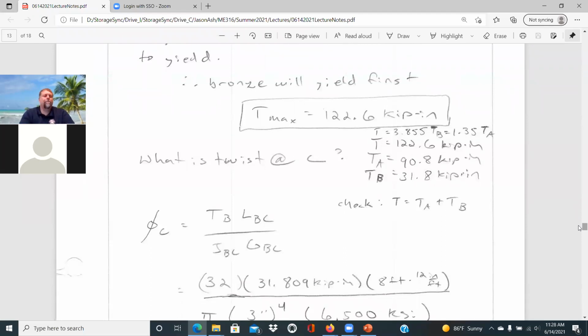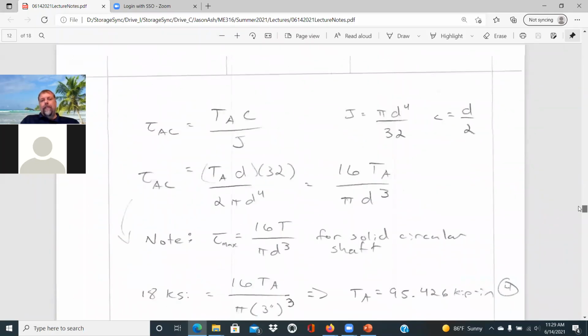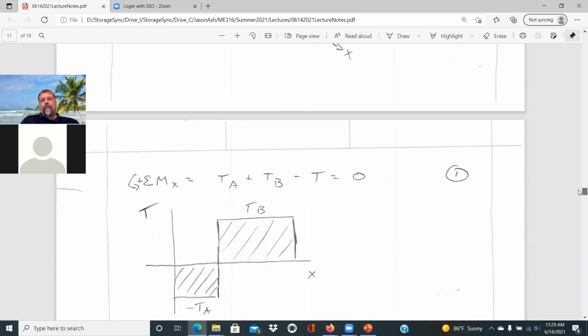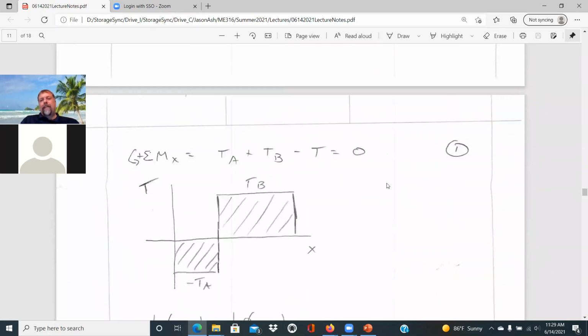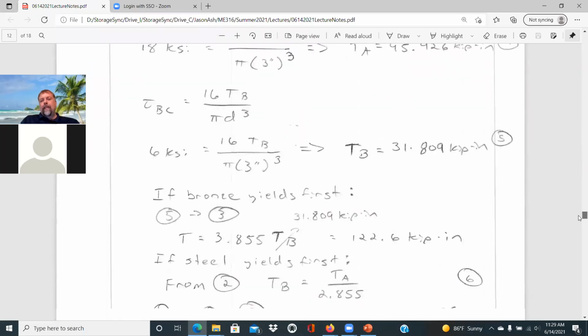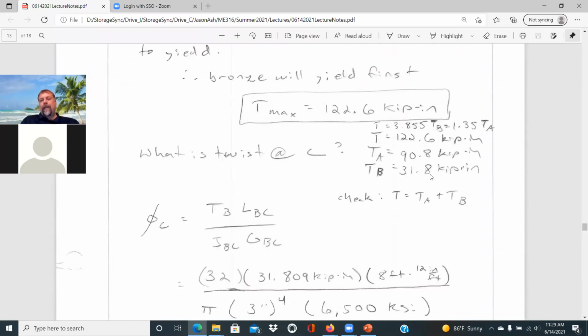The other thing we can look at in terms of our equilibrium expression that we first had up here, just to verify things are correct, we had TA plus TB minus T is equal to 0. And so we can satisfy equilibrium. If we add these two together, 90.8 plus 31.8, that would be 122.6 kip-inch.